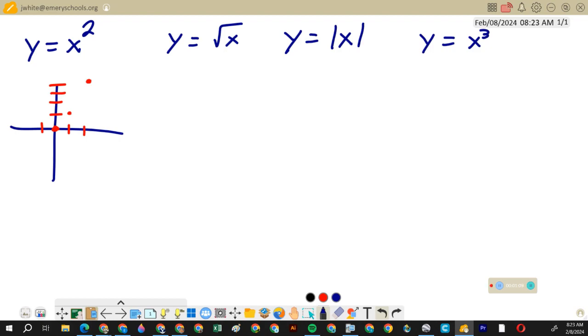So negative 1 times negative 1 is 1. And negative 2 times negative 2 is 4. This is what the graph looks like.